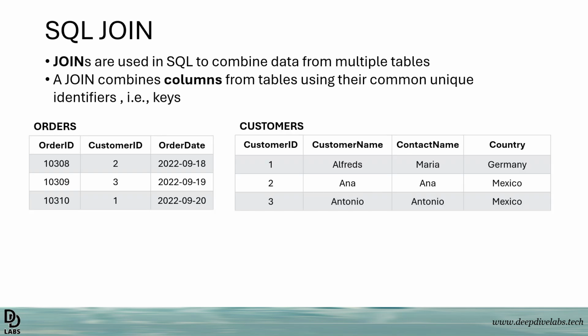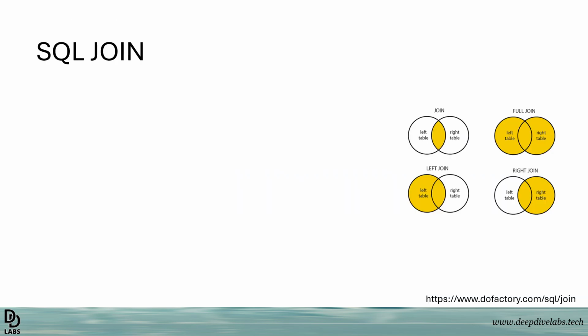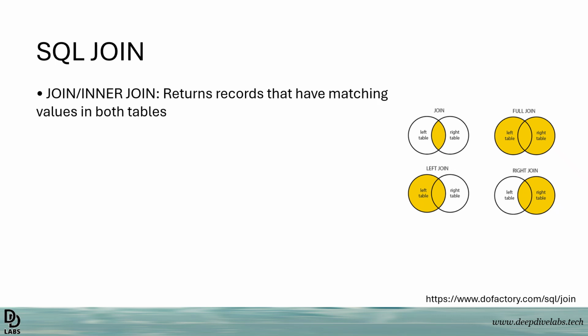So let's take a look at your orders table, which has order ID, customer ID and order date, and your customers table, which has the customer ID, customer name, contact name and so on. If you want to ship a certain order to a particular customer, then you need to join these two tables, right? You can see that it combines the columns from the customers and the orders table to put it together. There are a few different types of join.